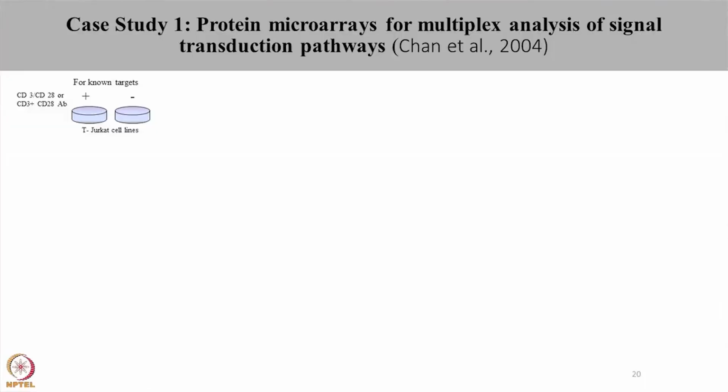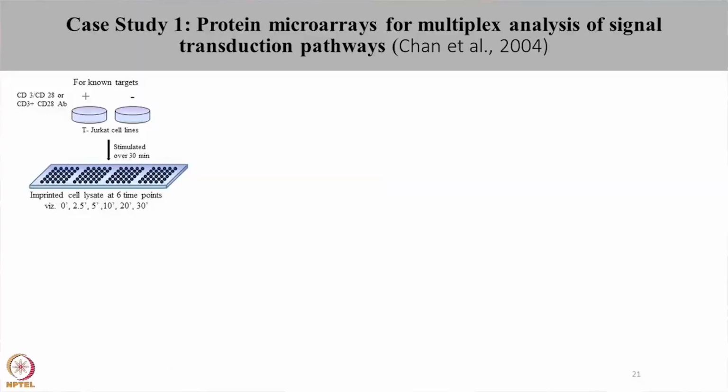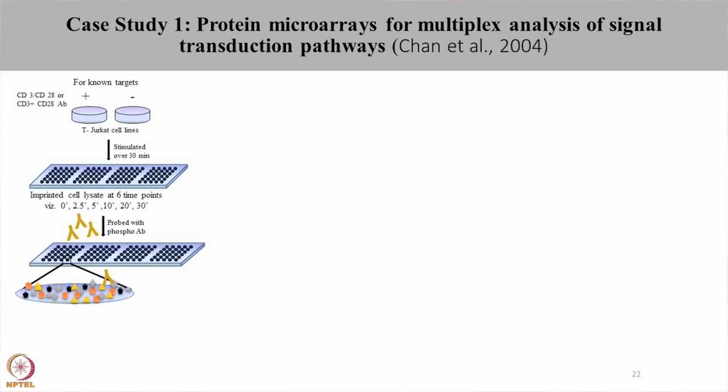Once they were sure that this experiment is working, they took the Jurkat cell lines and treated them with CD3 antibody, CD28 antibody, or CD3 and CD28 antibody in combination. The cell lines were stimulated over a period of 30 minutes and the cell lysates were imprinted at 6 different time points. The time points were 0 minutes, 2.5 minutes, 5 minutes, 10 minutes, 20 minutes and 30 minutes. These cell lysates were then probed with phosphoantibodies to look for the phosphorylation status. Further, these slides were incubated with HRP conjugated secondary antibodies.